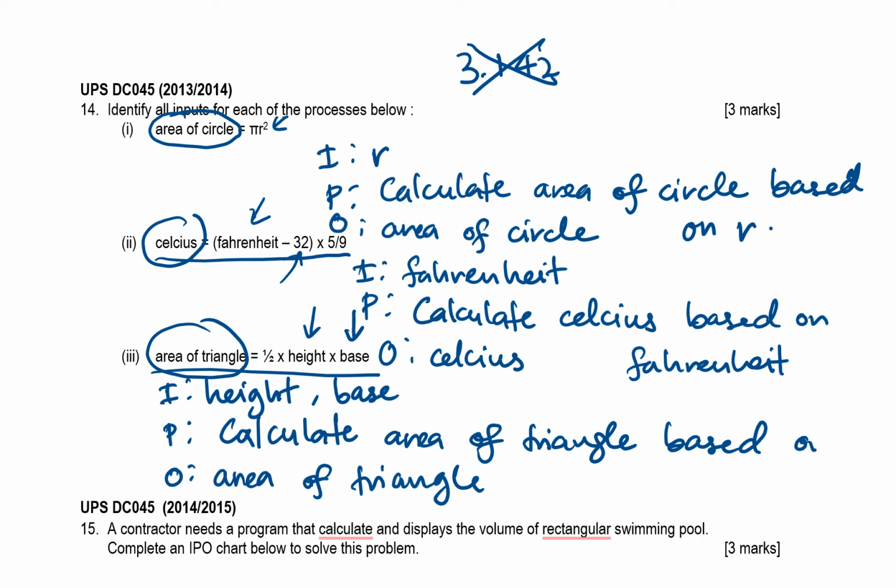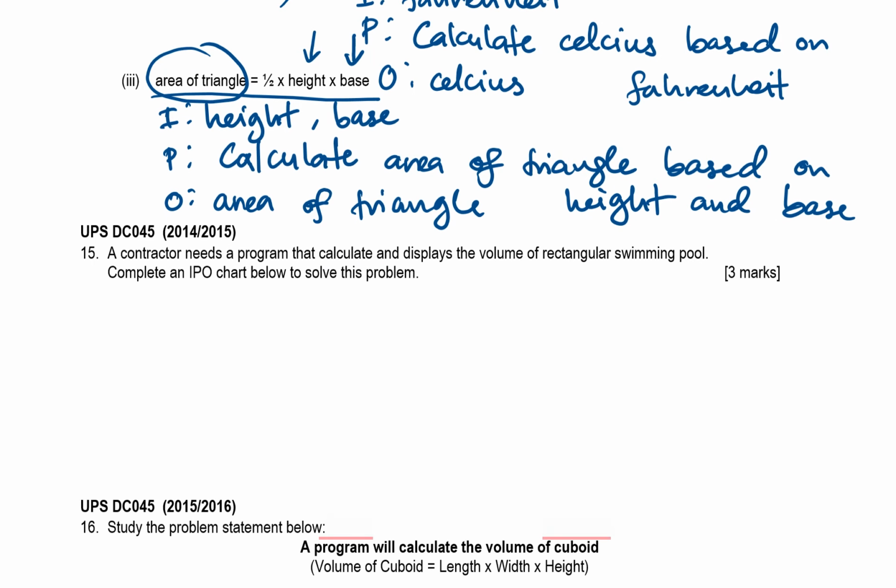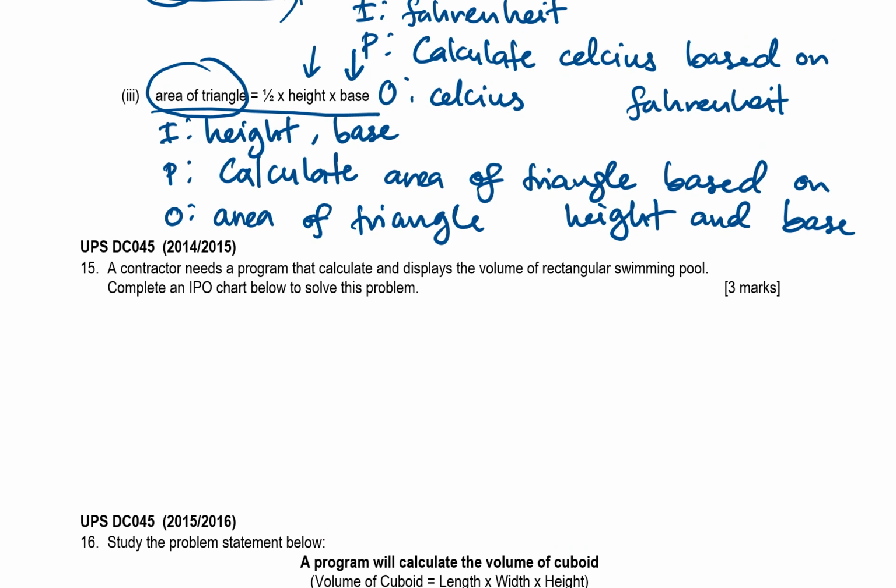So based on height and base, right? Okay, next we move to question number 15. A contractor needs a program that calculates and displays the volume of a rectangular swimming pool. Okay, so a rectangular swimming pool. So you have to identify the IPO.